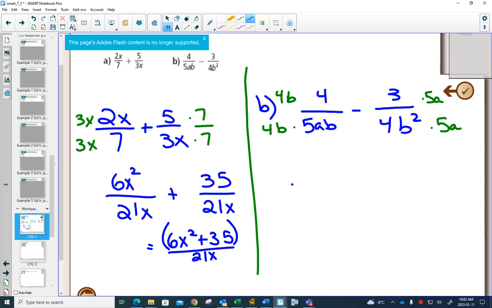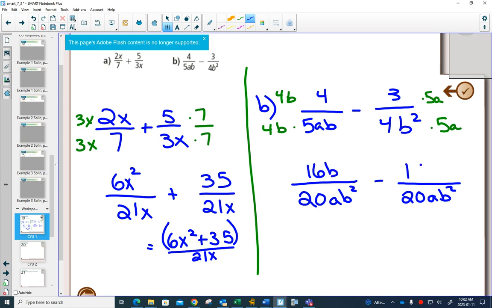What that will give me is 4 times 5 is 20. I'll have an a and a b squared. 4 times 5 is 20. I'll have an a and a b squared. And now my denominators are the same. On the top, here I would have 16b. Here I would have 15a.